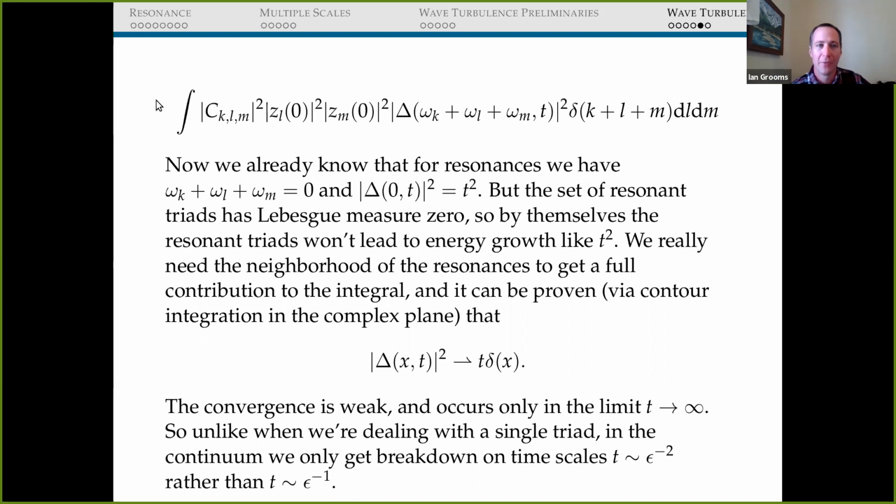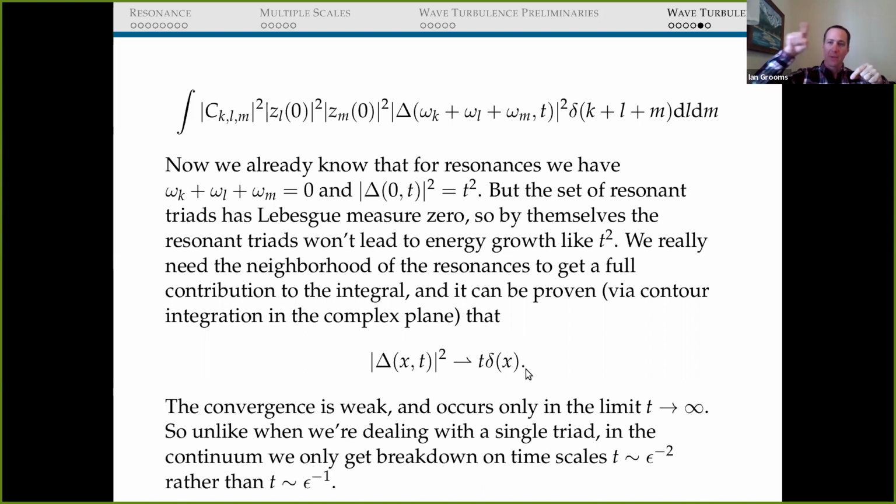I don't know if you've done asymptotics on integrals yet, but basically you take this integral, you do contour integration, you deform the contour in the complex plane, and then you do the asymptotics, and you find that this delta squared, you can write it, and it converges weakly, not to t squared, which is what you would expect from the ODEs. It actually converges weakly to t times delta x.